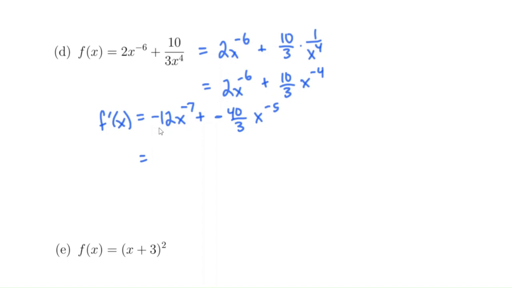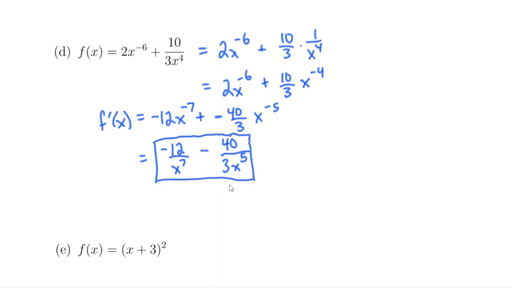In fact, let's simplify this a little bit. This would be negative 12 over x to the 7th power. x to the negative 7th is like 1 over x to the positive 7th, so that goes in the denominator. And then we could put minus 40 over and write it as 3x to the 5th power. The 3 stays on the bottom, and we have 1 over x to the 5th here. So you could either leave your answer like this, or you could simplify it and get it like this. And again, it's good to know how to simplify answers because especially if it's multiple choice, sometimes you need to know how these things simplify.